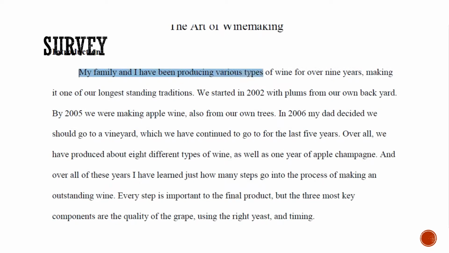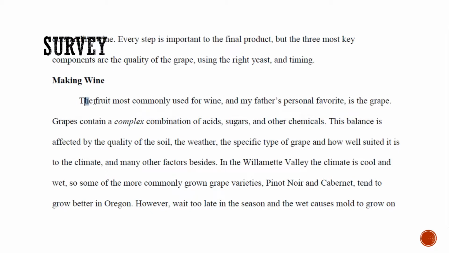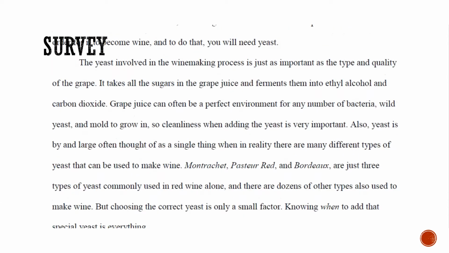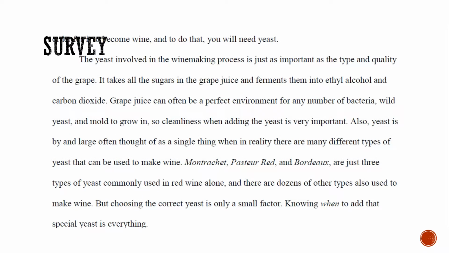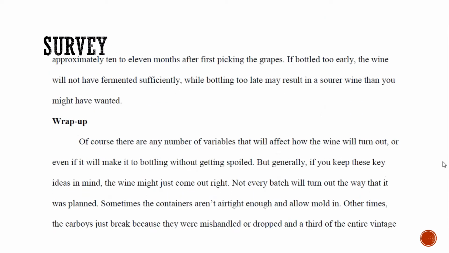My family and I have been producing various types of wines for over 9 years, making it one of our longest standing traditions. The fruit most commonly used for wine and my father's personal favorite is the grape. The yeast involved in the winemaking process is just as important as the type and quality of the grape. Timing is the key to the entire process of winemaking. Of course, there are any number of variables that would affect how the wine will turn out, or even if it will make it to bottling without getting spoiled.